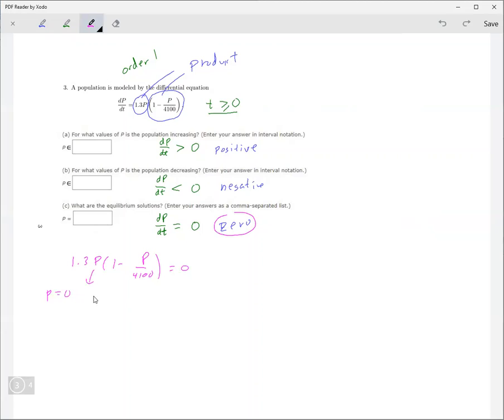Okay, that's going to happen when p is 0 or when 1 minus p over 4100 is 0. So that means 0 is going to be one of the places where it's 0. And the other one will be the solution of this, which is p equals 4100. Okay, so 4100, that'll be the other one. Now for the other ones, what I like to do is do a number line. So it's only these two places where the sign could potentially shift.